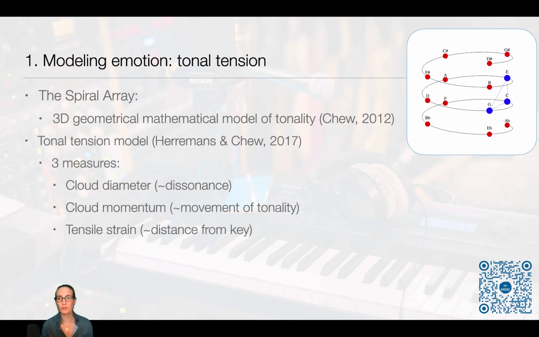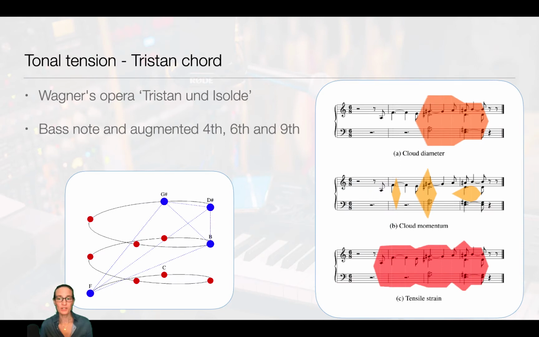First of all, we need to be able to measure emotion before we can generate a piece which has emotion. And we chose to use the spiral array, a model of tonality developed by Chew, to capture tension. We defined 3 measures, cloud diameter, momentum, and tensile strain, that allow us to measure how tense a piece is. Here's an example of a famous tense chord called the Tristan chord. It's from the opera Tristan and Isolde, and each time the Tristan character enters the stage, this tense chord is played to create this affiliation with the character.